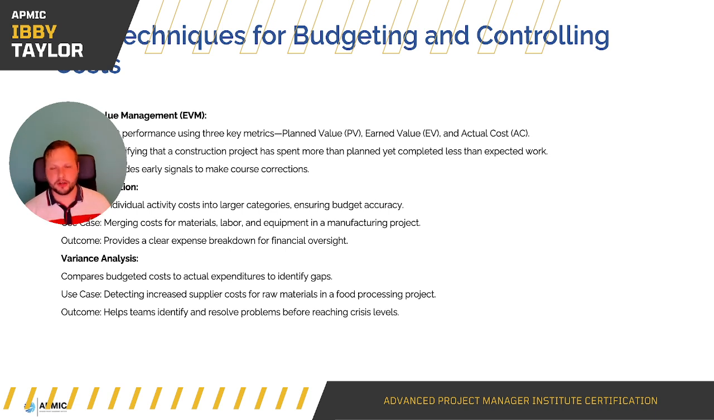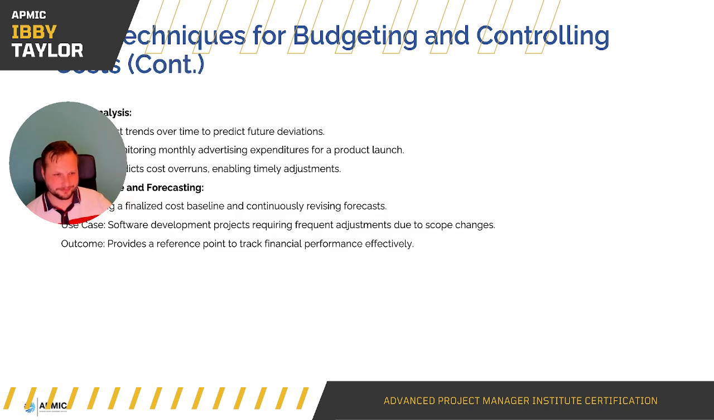You might be rolling out IT infrastructure where you're purchasing PCs and you might be doing 100 at a time. And then you go in to buy your next 100 and actually it's twice the price. And this is where you see those variances and you think, hold on a minute, what's going on? And this helps teams identify and resolve problems before reaching crisis levels. And in that instance, you'd probably have to pump the brakes a little bit, go back to the customer and probably have a look to renegotiate the financials.